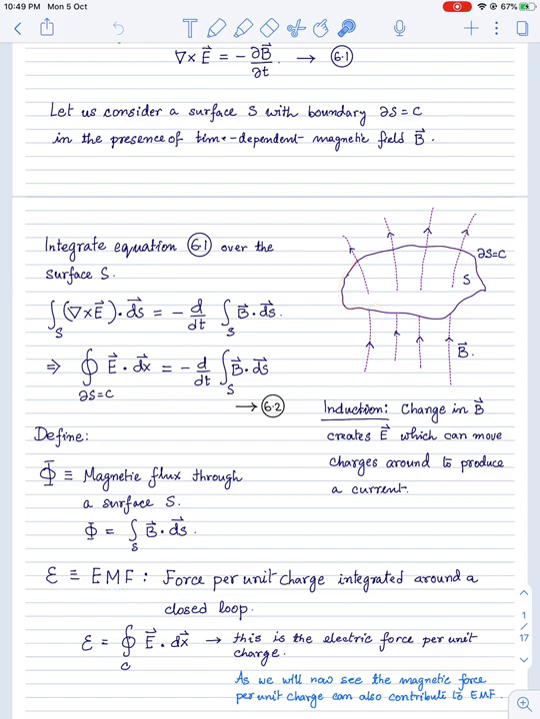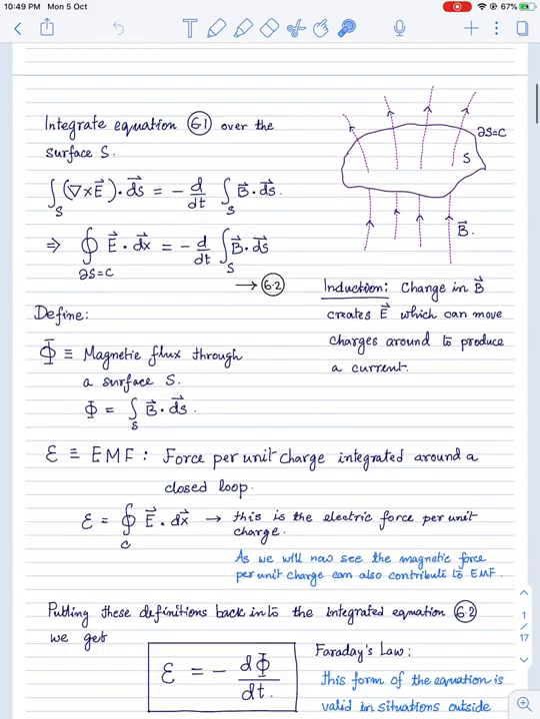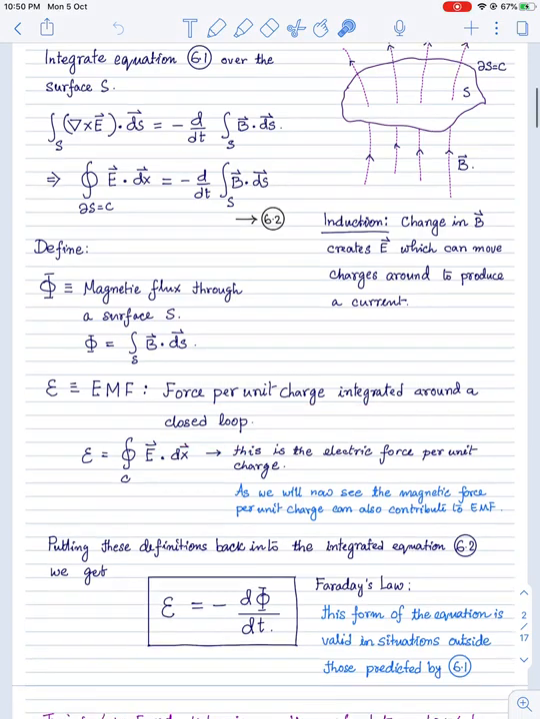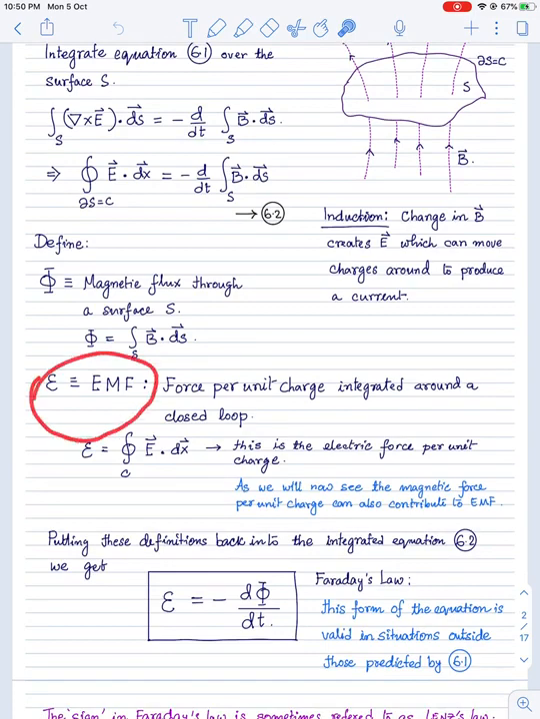So this EMF has the potential of driving a current through a conductor if there exists a conductor lying in this closed loop C over which the electric field is integrated. So that is the point. This statement is generally true for any surface and any curve, it doesn't matter. But if there lies a conducting wire along this curve C, then this electric force is going to drive a current through that wire. So EMF drives a current through a wire, and that EMF is basically defined as a force per unit charge integrated around a closed loop.